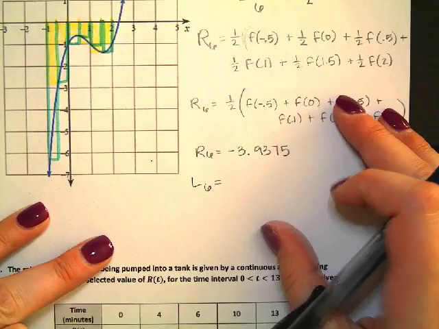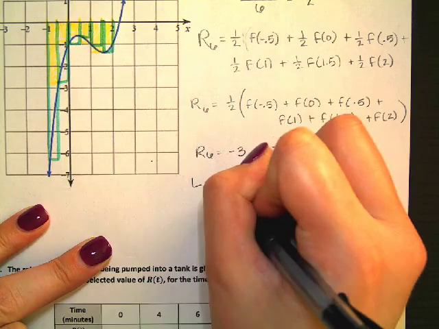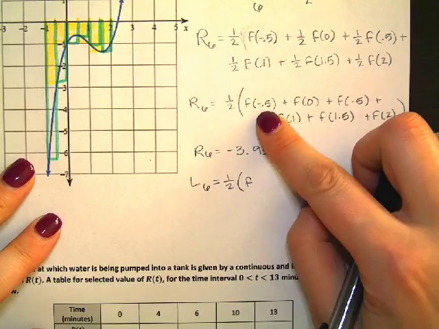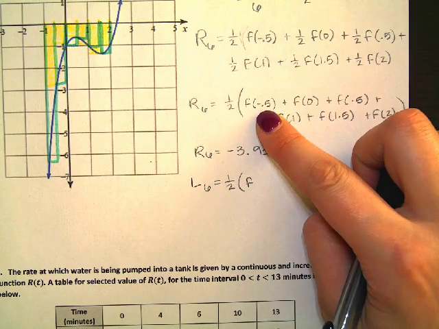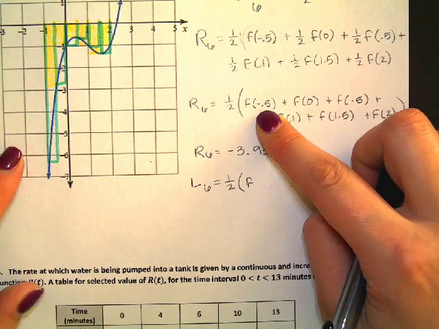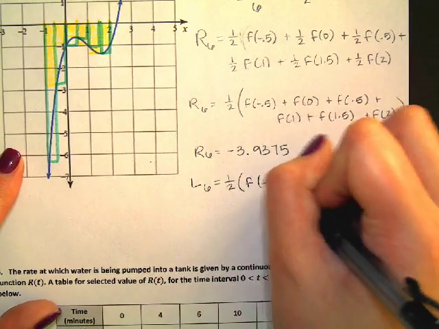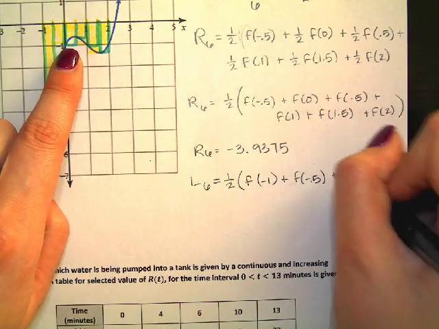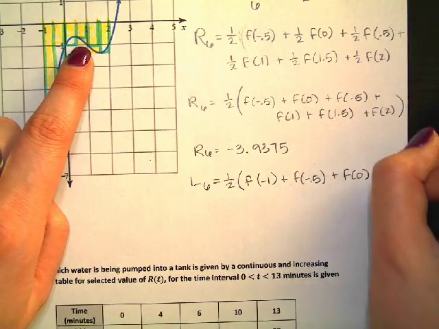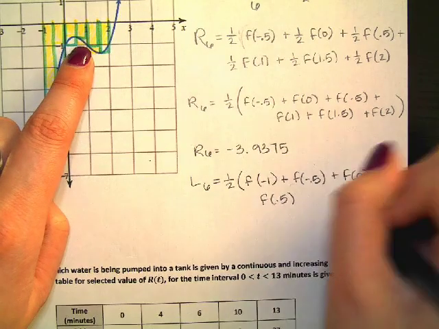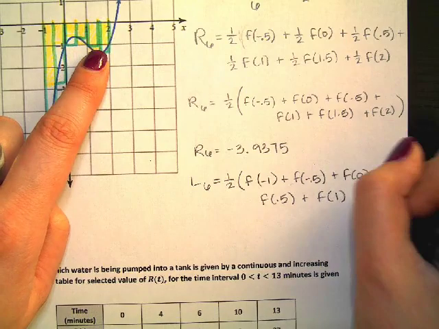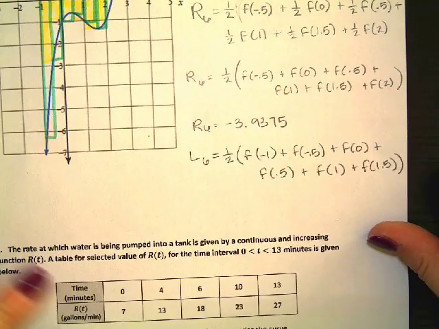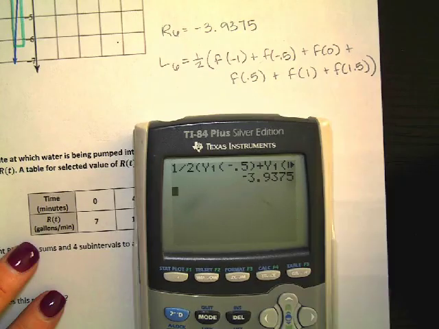So when we type this in, 1/2, and so I'm going to go ahead and just start with that shorthand notation. So last time we plugged in f of negative 0.5 to find the height of the first rectangle. What should I be plugging in this time? F of negative 1. Okay, and then the next one is f of negative 0.5. And then f of 0. And then f of 0.5, and then f of 1, and then f of 1.5. And which one are we not using? f of 2.